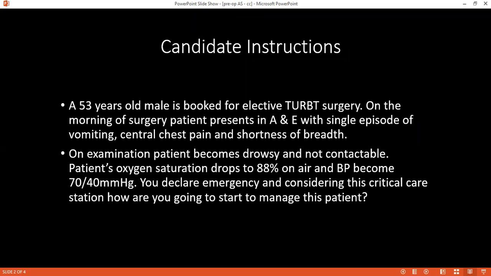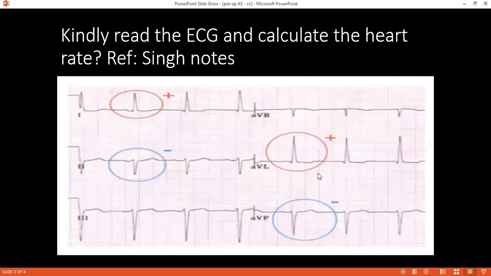Because the patient has central chest pain and shortness of breath, you do an ECG, and this is what you got. Can you read the ECG, please? Yes, in the ECG there is a positive lead 1 and aVL, and negative lead 2 and aVF, denoting left axis deviation. So what is your provisional diagnosis for this patient? There is left ventricular hypertrophy. Does that cause acute sudden chest pain? Sudden chest pain, maybe.